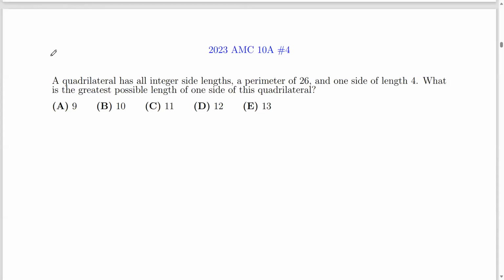A quadrilateral has all integer side lengths, a perimeter of 26, and one side of length 4. What is the greatest possible length of one side of this quadrilateral?